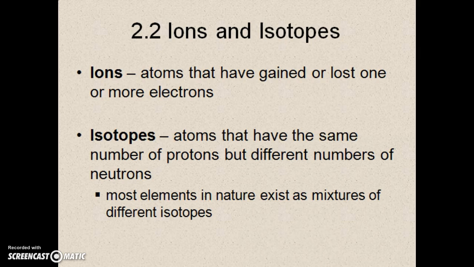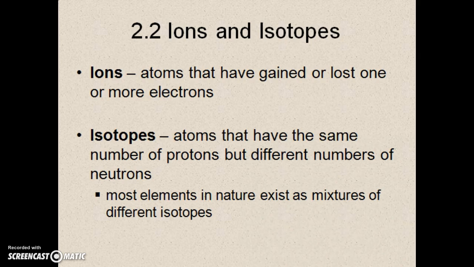So what's a little bit more interesting for us in biology and chemistry in relation to electrons is that when atoms gain or lose one or more electrons, we actually call them an ion. Like I mentioned earlier with water breaking down into hydrogen ions and hydroxide ions, what's happening is that electrons are being gained and lost.